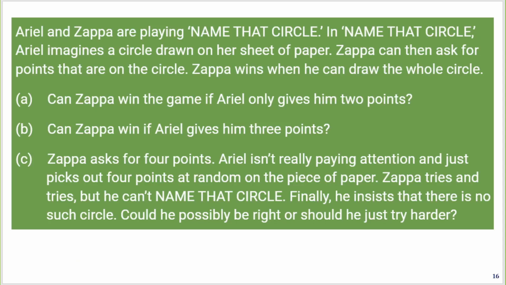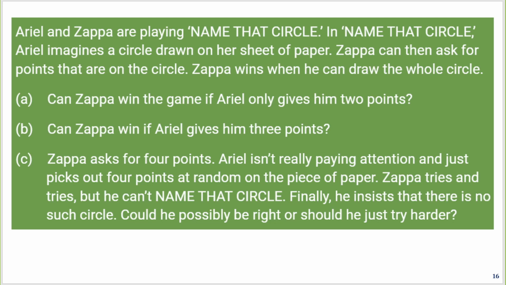All right, then if not, let's consider another example. Two persons, Ariel and Zeppa, play the Name That Circle game. In this game, Ariel imagines a circle drawn on her shaded paper. Zeppa can then ask for points that are on that circle. Zeppa wins when he can draw that whole circle.